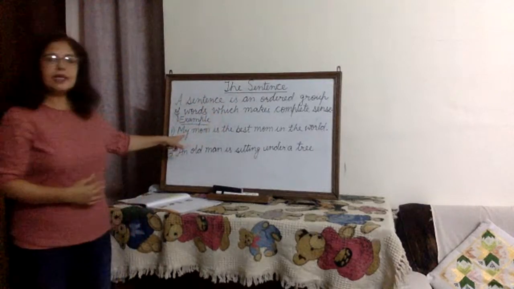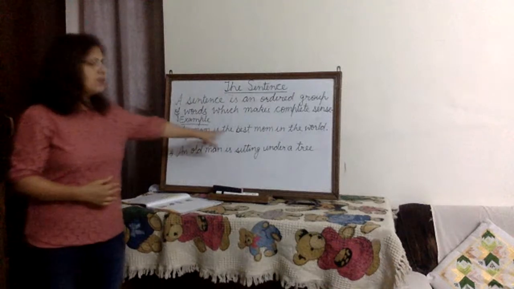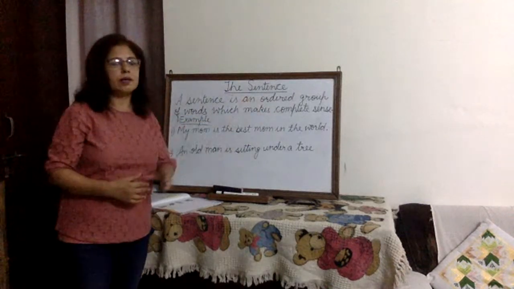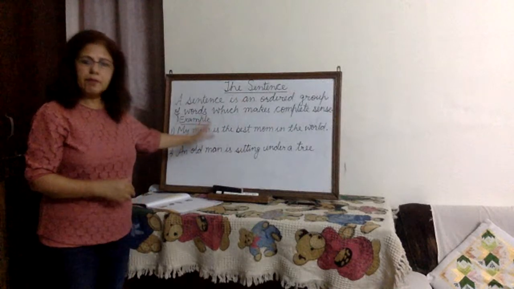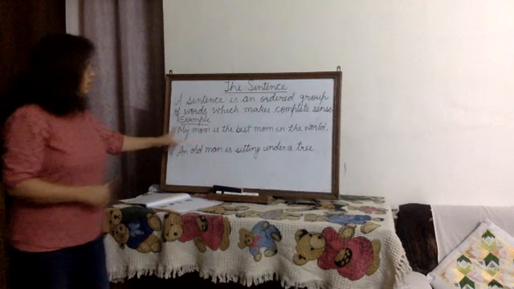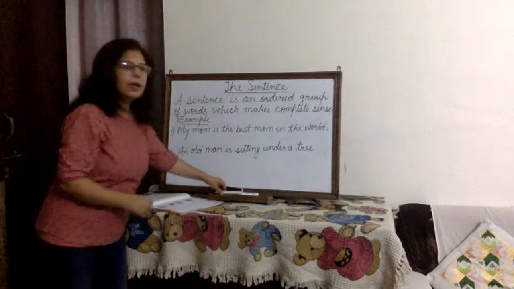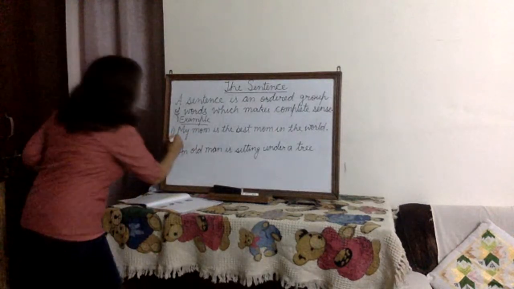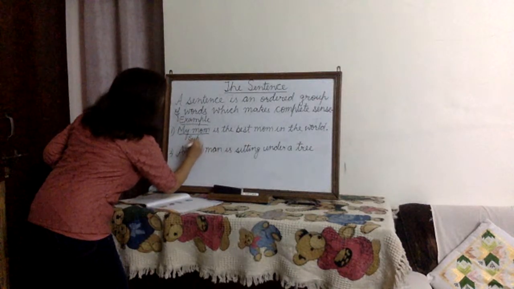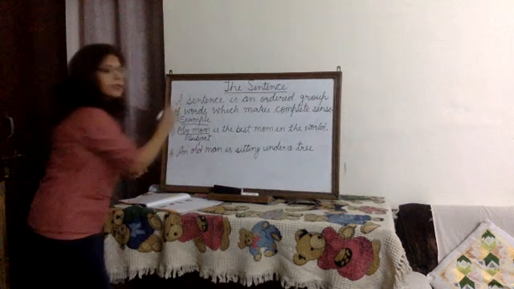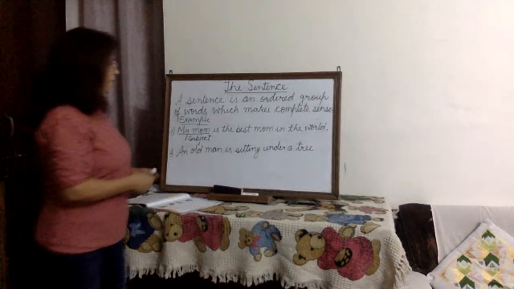For example, in this sentence, my mom is the best mom in the world. So we are talking about my mom, the person, my mom. So my mom is the subject, the naming part. So this is the subject.